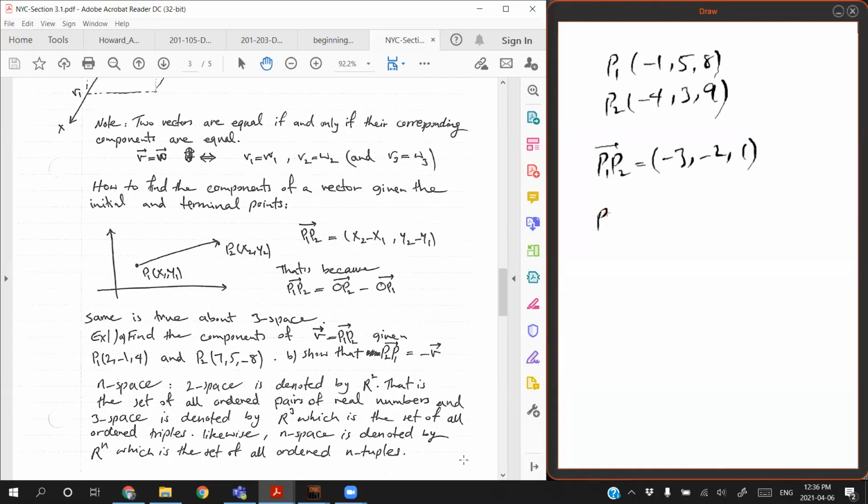If you try to find the components of the vector P2, P1, then P1 would be the terminal point. And since you're always doing terminal minus initial, you have to do minus 1 minus minus 4. That's 3. 5 minus 3, that's 2. And 8 minus 9, minus 1. And you can see that P1, P2 is going to be the negative of P2, P1. And geometrically, that makes sense because the vector that goes from P1 to P2 and the vector that goes from P2 to P1 are of the same length but opposite direction. So one is going to be the negative of the other one.